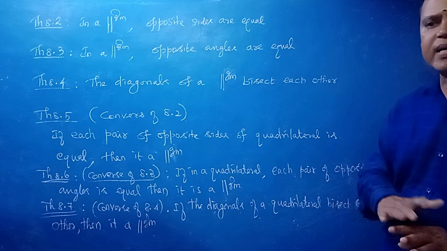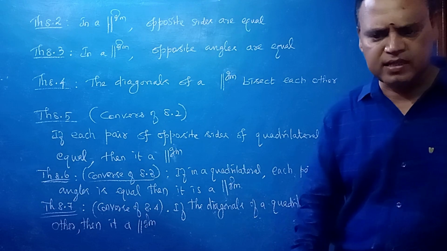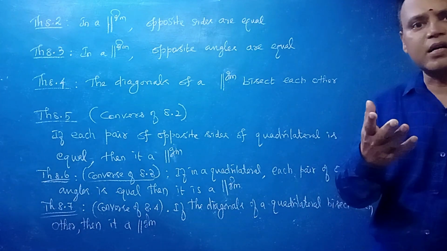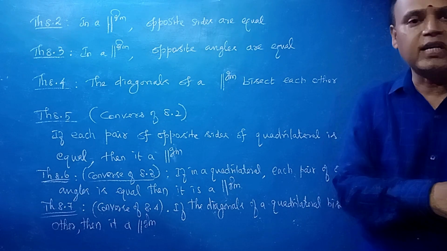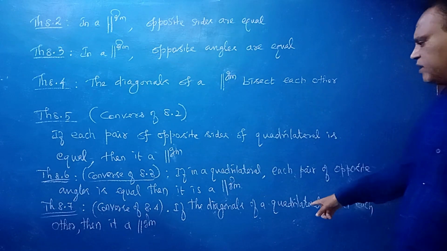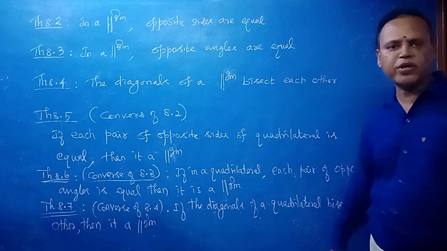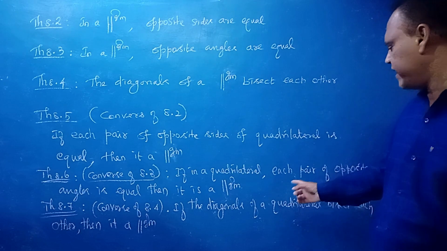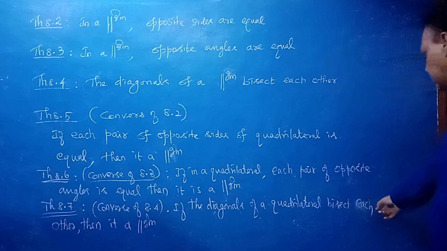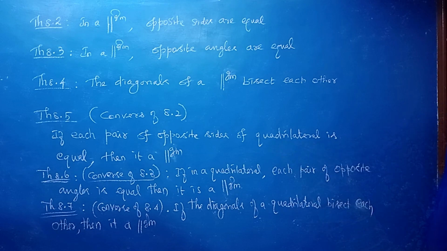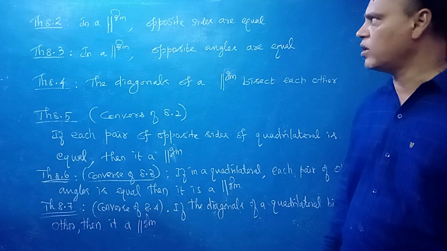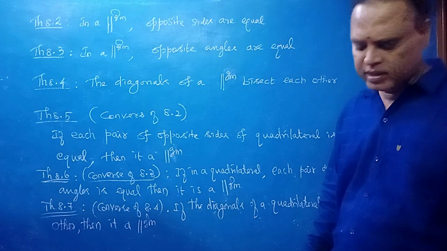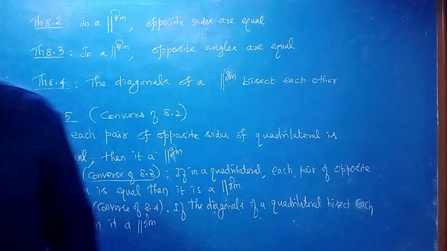Understand? If it is a parallelogram, we can say the diagonals bisect each other. But in a quadrilateral, sometimes they will give that the diagonals bisect each other, then we can say that quadrilateral is a parallelogram. That is what theorem 8.7 says: if the diagonals of a quadrilateral bisect each other, then it is a parallelogram. Then one more, theorem 8.8, that I will explain.